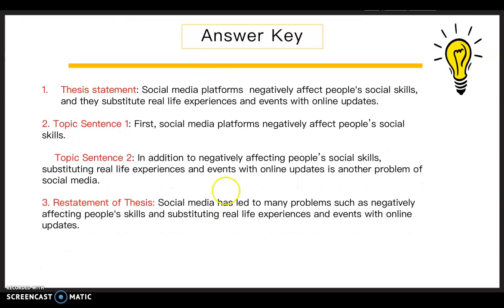Answer key. So the thesis statement, first we have our topic, which is social media platforms. We have the first keyword, affecting people's social skills. The second keyword, substituting real life experiences. We have topic sentence 1 with the first keyword, topic sentence 2 with the second keyword, and we restated the thesis statement in the conclusion.